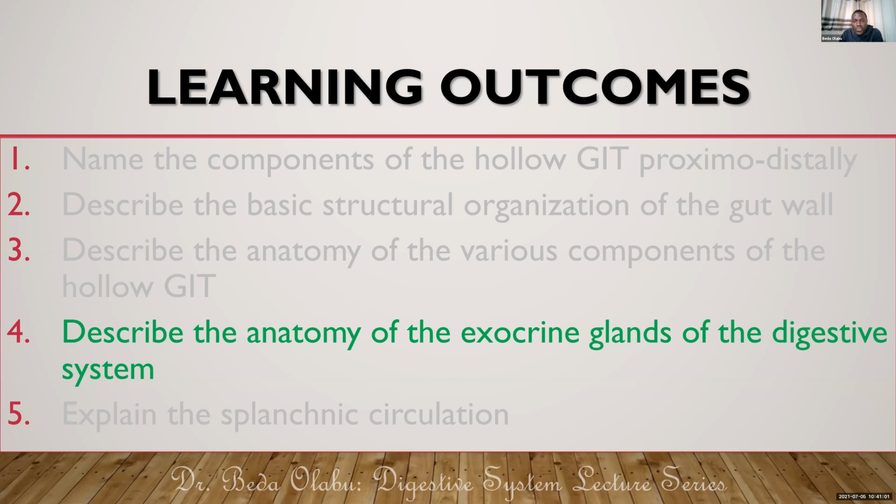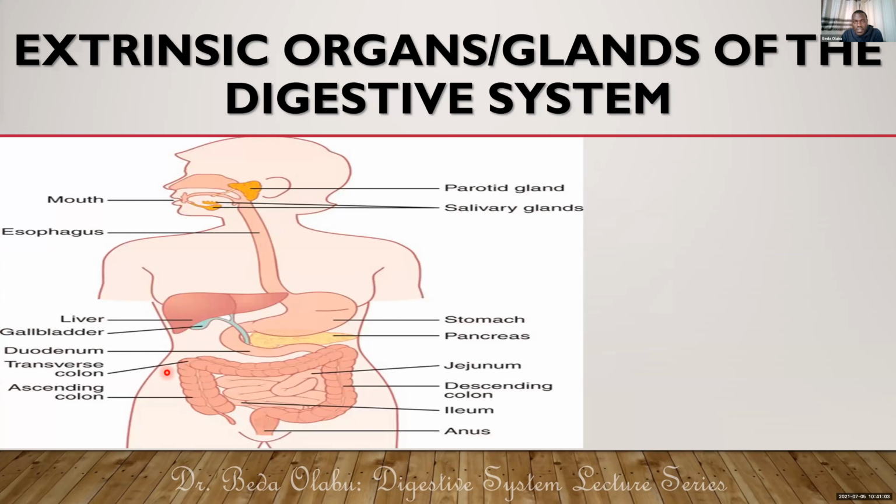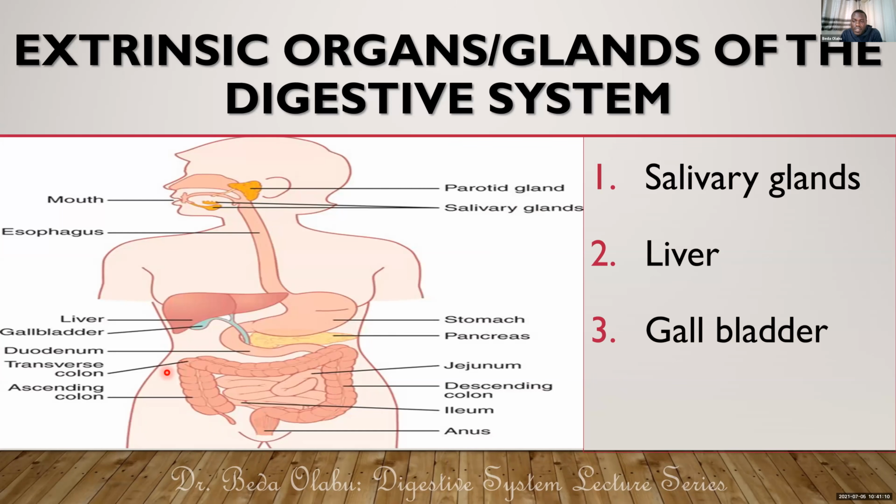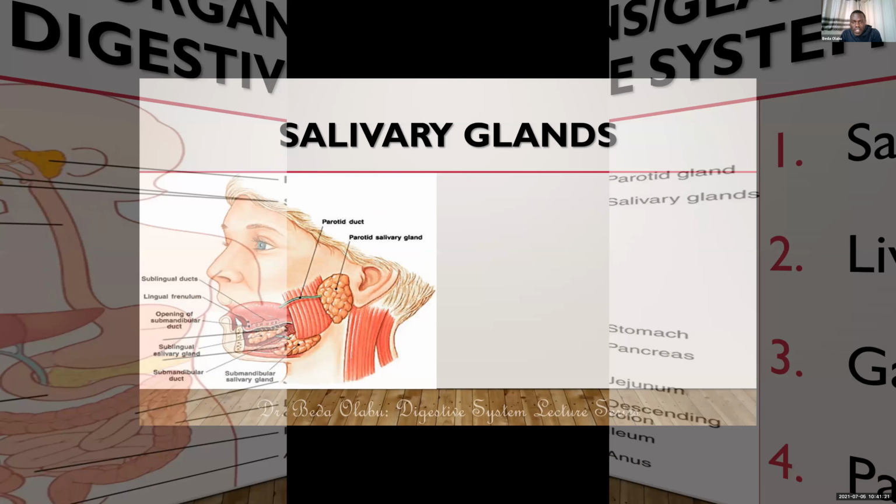When you talk of extrinsic glands or organs of the digestive system, we are referring to the salivary glands, the liver, the gallbladder, and the pancreas. Let's start with the salivary glands.